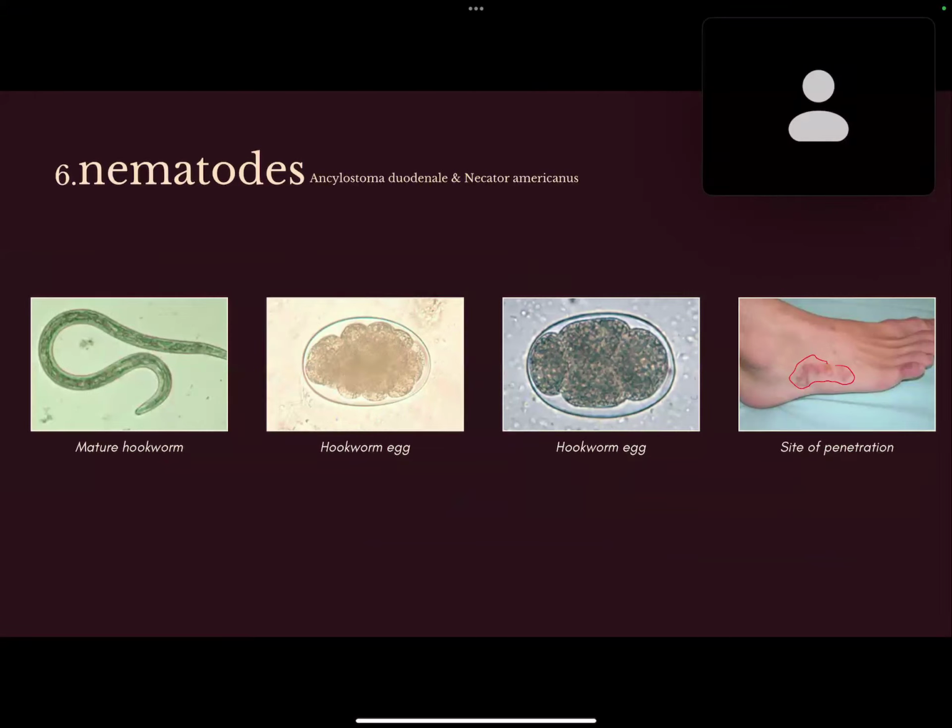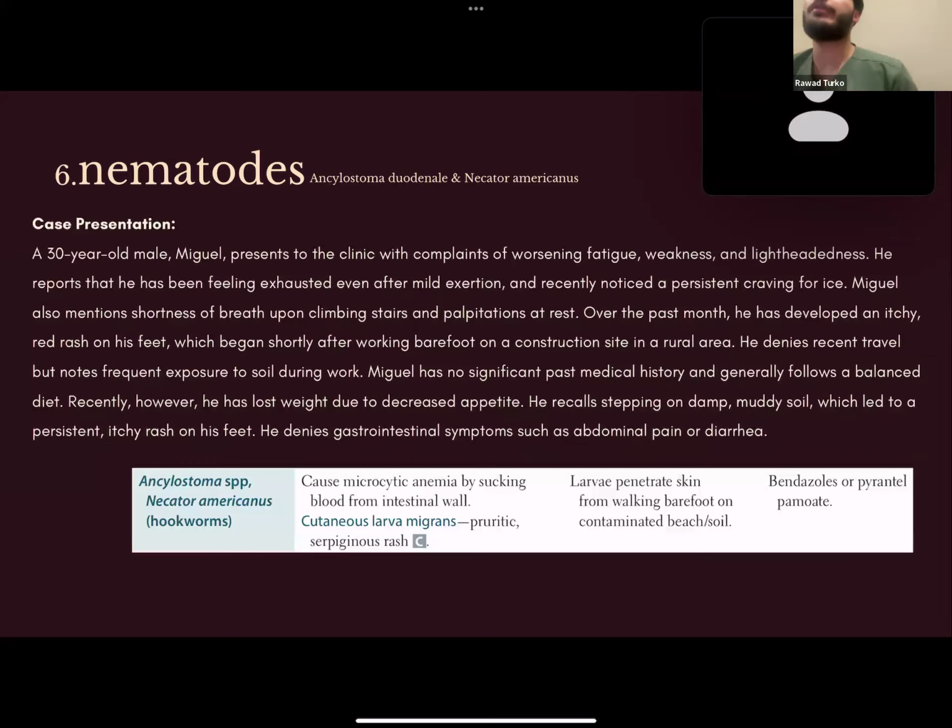The one that goes to the lung, is it also Ascaris lumbricoides? Yeah, Ascaris lumbricoides, right? That's the one. Okay, perfect.